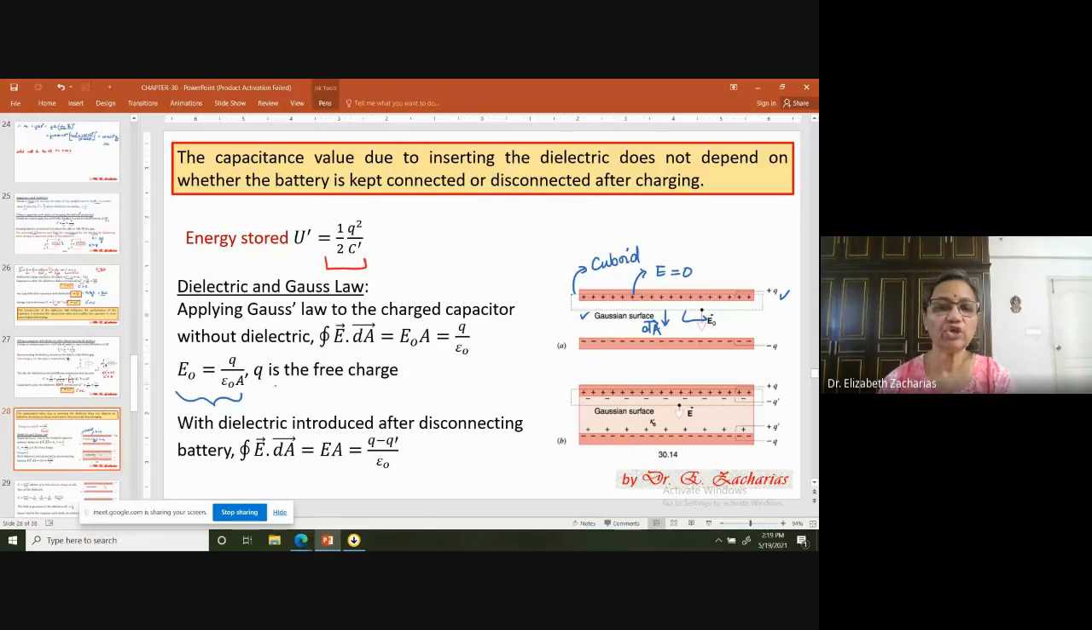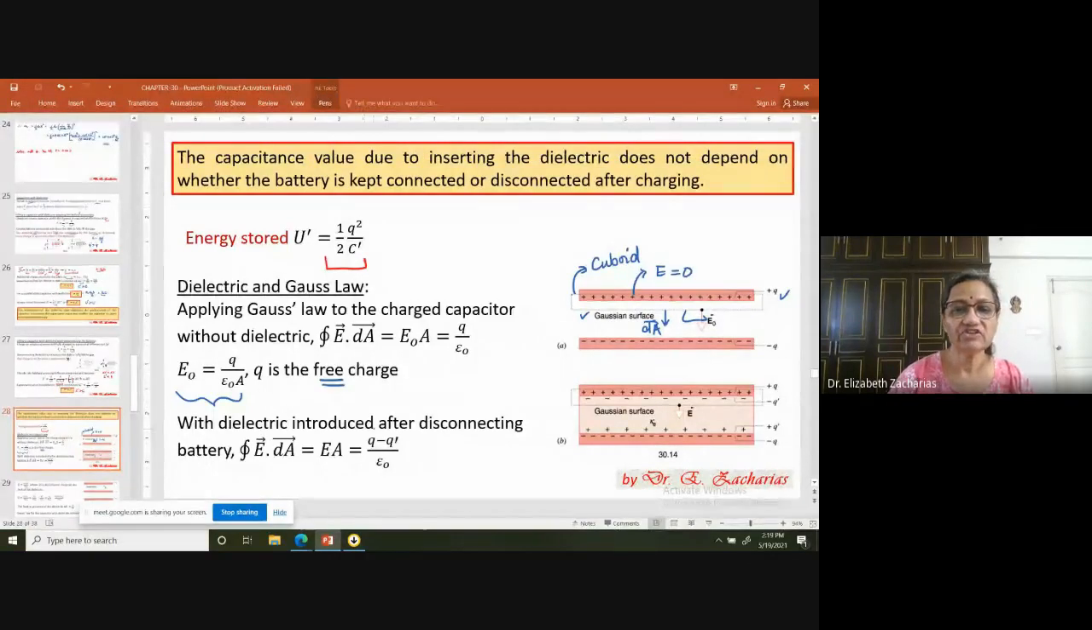And this charge Q is called the free charge. Free charge means charges which are able to move. They are on the metal surface. That's why it's called the free charge. Or this charge happened because of actual movement of charges, through the battery. Now let us introduce the dielectric.